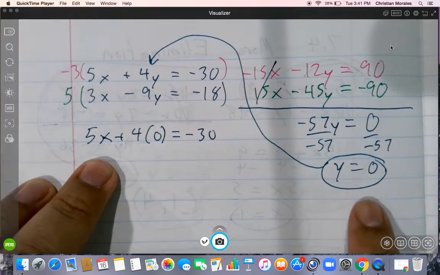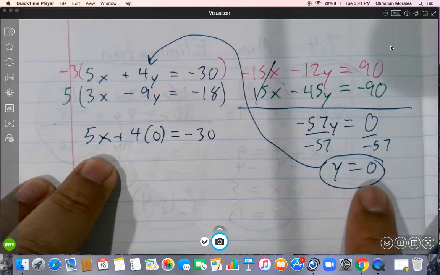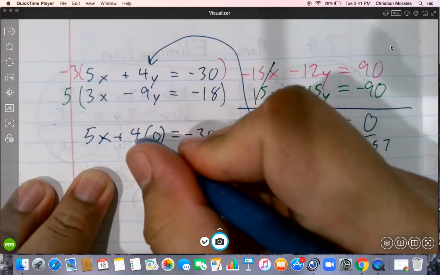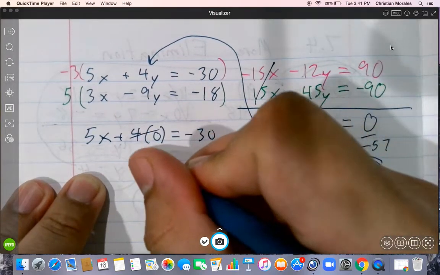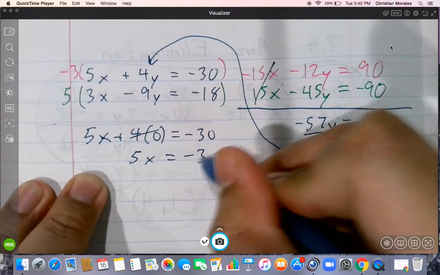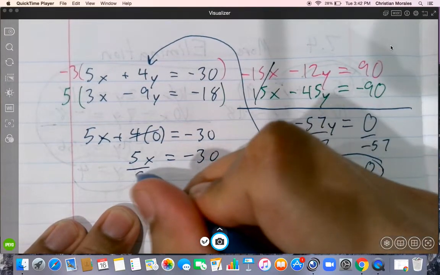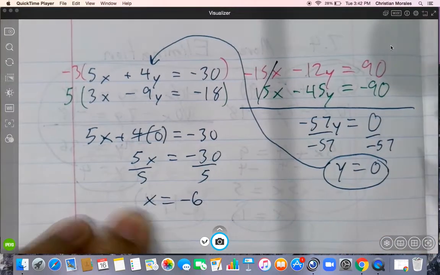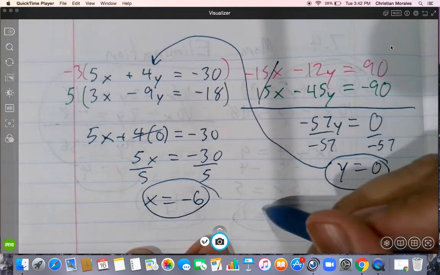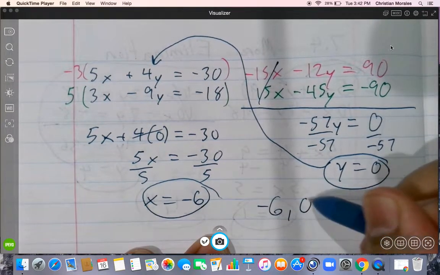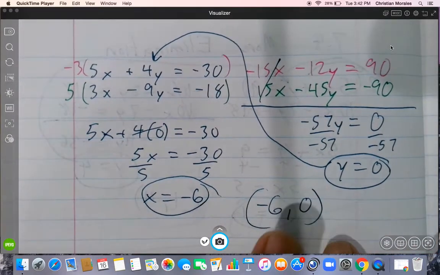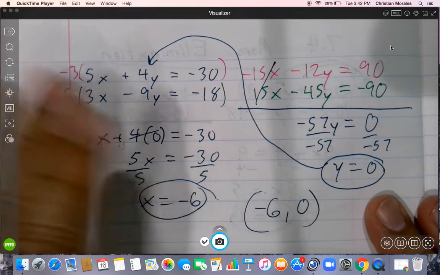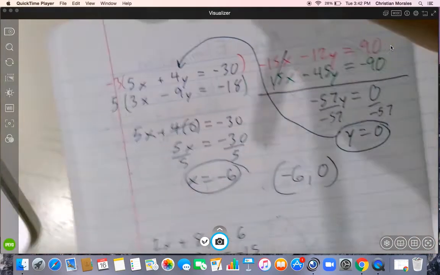Okay, so just because I have 0 doesn't mean it's no solution. It just means that it touches at 0. So 0 is an answer. When I plug it in, that's 0. So this is gone. I'm left with this. Divide both sides by 5. I get x equals -6. So my answer is -6, 0. This is where the lines meet at -6, 0. So if you get a 0, guys, it's not a big deal. That's part of your answer. Okay? All right.